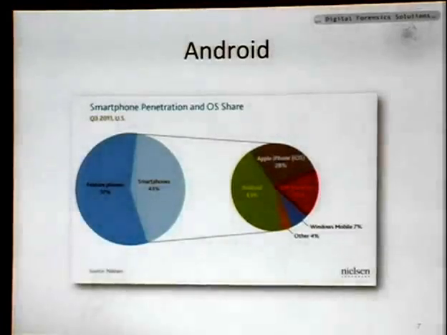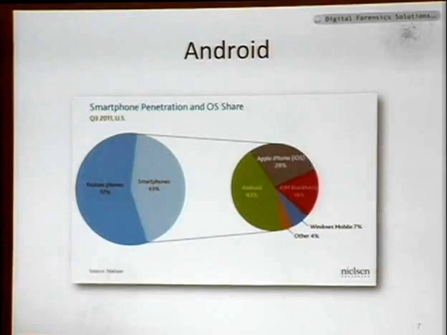So Android: out of the smartphone market, 43% of those phones are Android phones. And these are old statistics, this is Q3 2011. It's way higher now. I read something recently that said Android is more than 50% of the smartphone market worldwide.